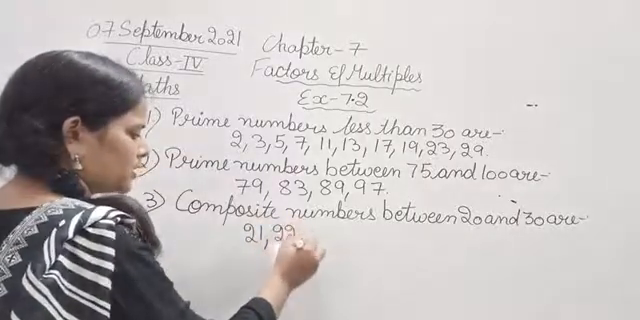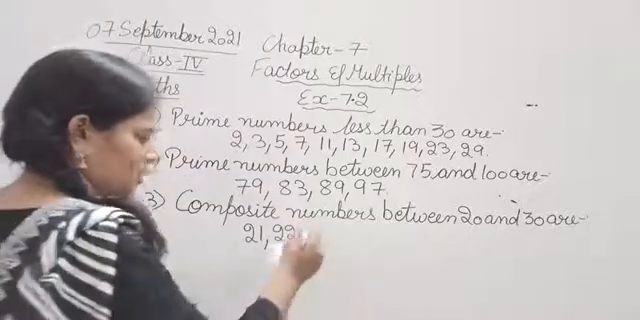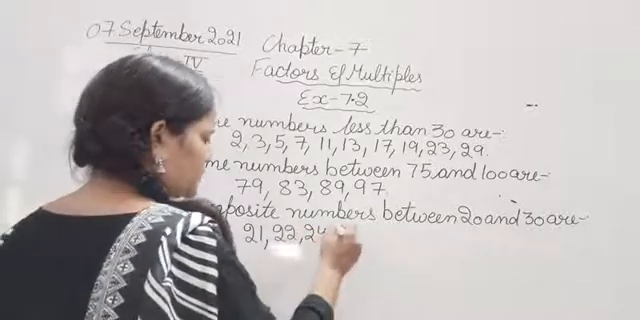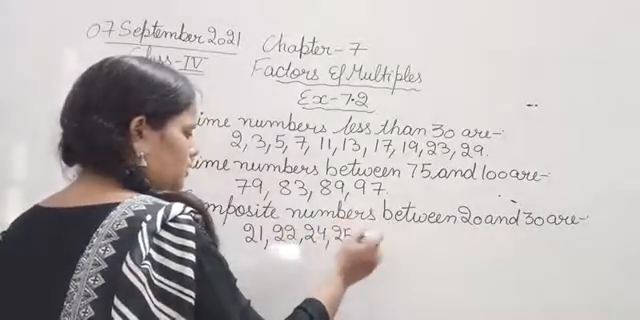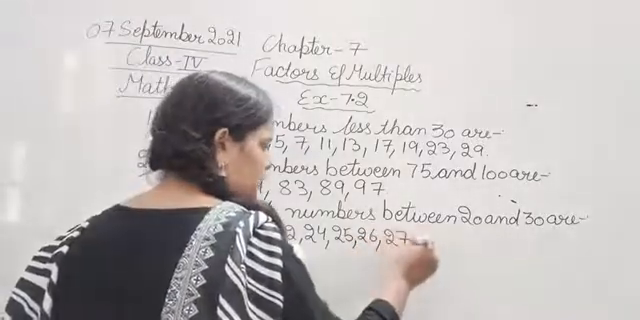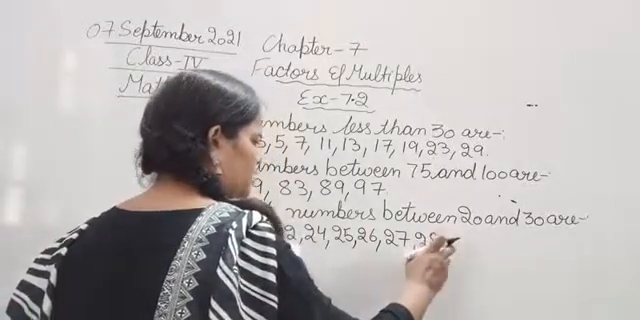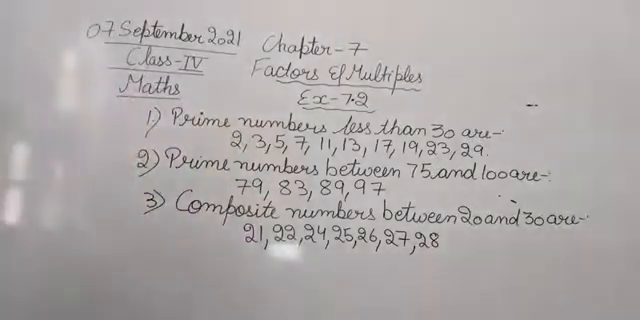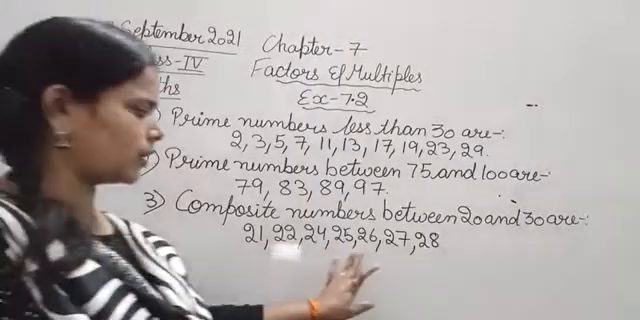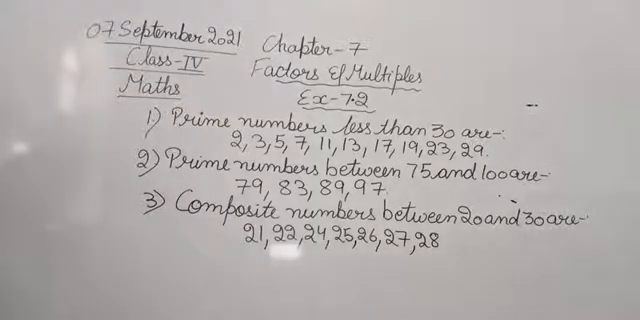also has more than 2 factors, 23 no, 24 okay, 24 is also a composite number, 25 is also a composite number, 26 is also a composite number, 27 is also a composite number, 28 is also a composite number, but 29 no, then 30. So all the composite numbers between 20 and 30 are 21, 22, 24, 25, 26, 27 and 28. So these all are the composite numbers between 20 and 30.